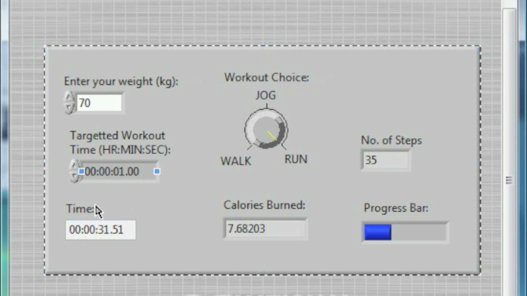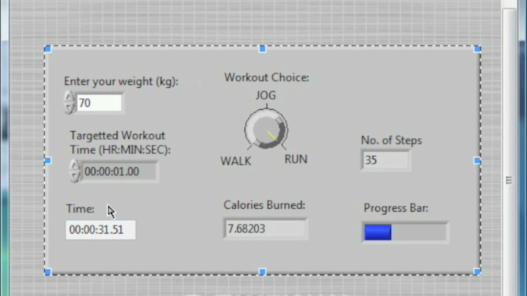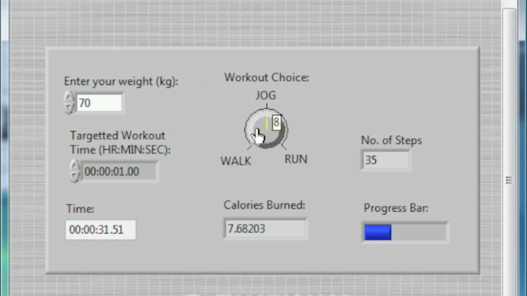Now, time is the elapsed time from the time you start running the program to the time you decide to stop the program. Next, there are three workout choices for my program, mainly walk, jog, and run. So you can toggle them, 3, 8, 14. That is how you choose the different workout choices. Next, this indicates the number of steps you make during the workout. This is a shared value, so you have to run the other program first before running this program. I'll show you more later.